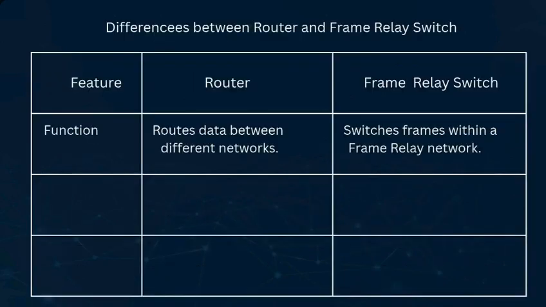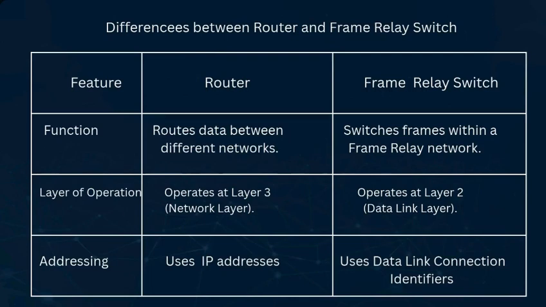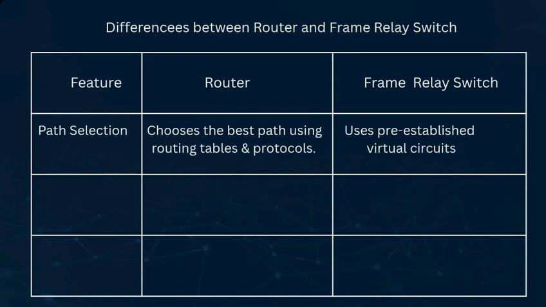Now let us know the differences between a router and a frame relay switch. First, a router routes data between different networks while a frame relay switch switches frames within a frame relay network. Second, a router works at the network layer, layer 3, and a frame relay switch works at the data link layer, layer 2. Third, a router uses IP addresses, but a frame relay switch uses data link connection identifiers. Fourth, routers choose the best path dynamically using routing tables while a frame relay switch uses predefined virtual circuits.